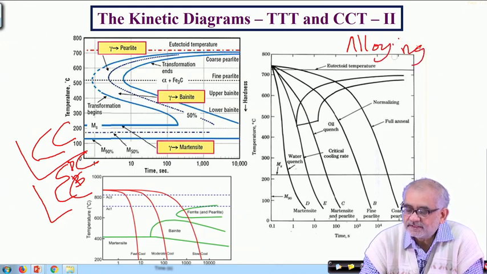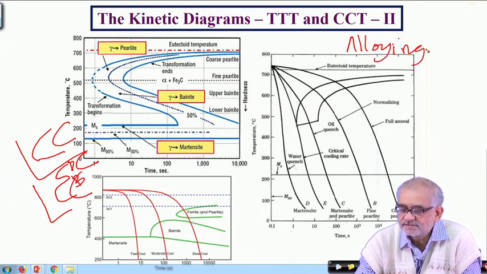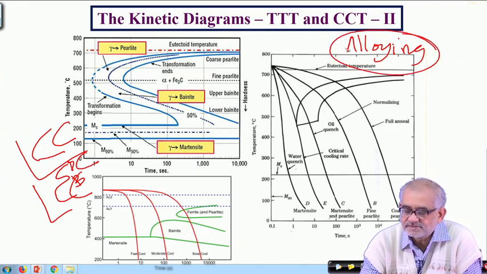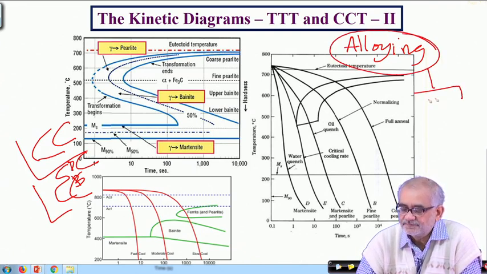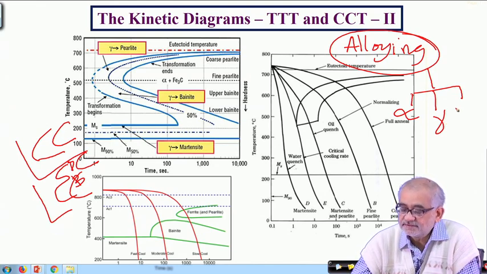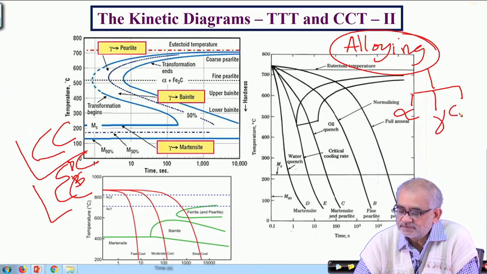So if I alloy the steel with various kinds of alloying elements, and in fact the alloying elements can be of three types. One set of elements which stabilize ferrite, we call them ferrite stabilizers. Another form which stabilizes gamma or austenite, we call them austenite stabilizers. And another form which has a large tendency for formation of carbides.